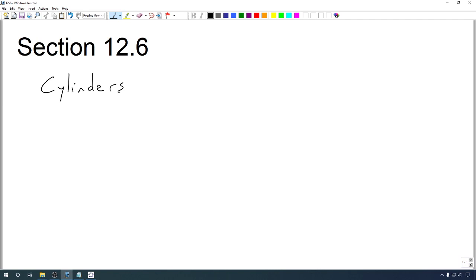And note that we're not talking about cylinders in what you might normally think of, the conventional sense where you have say two parallel circles connected to each other. That's normally what you'd think of as a cylinder, but that's not what we're going to be doing here.